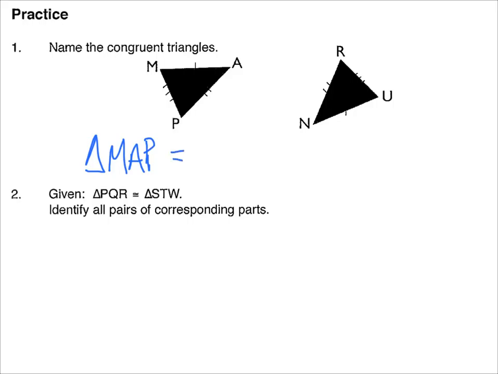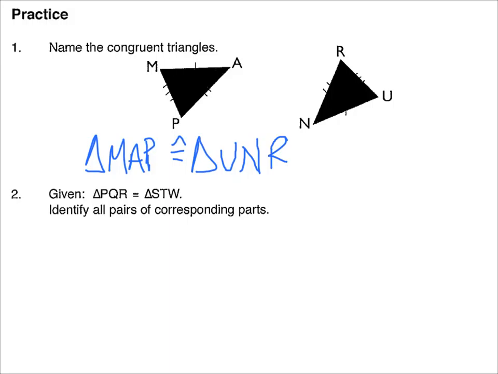Triangle MAP is congruent to, again, equal sign with toothpaste over it. M is between the side that has one marking and three markings. So over here, that would be U. So U has to come first. Okay? A, my next letter, is between the 1 and the 2 markings. So over here, that would be N. N would come next. And then I know R must come last because it's the only letter left.